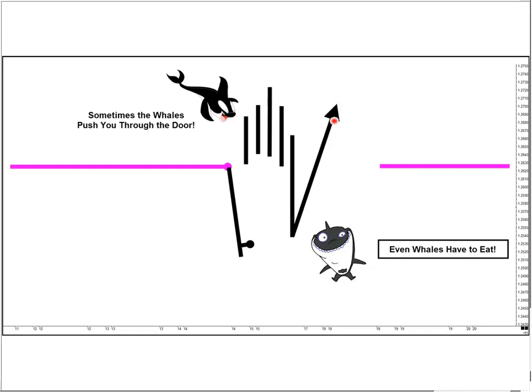And at this point, the people who got short in the hole, what do they have to do? They have to cover. And who are they buying them from? Us. So look, sometimes the whales push you through the door, but remember, even whales have to eat.